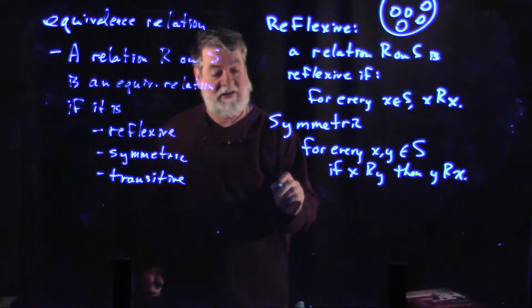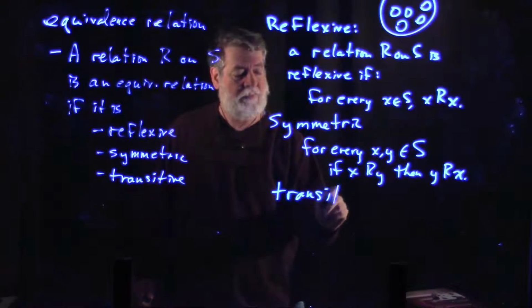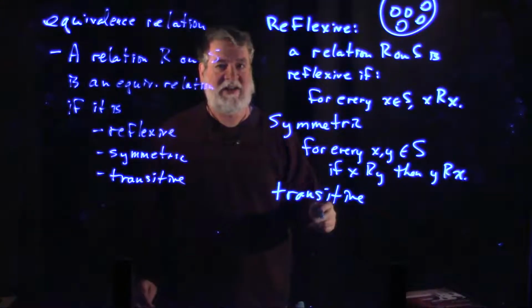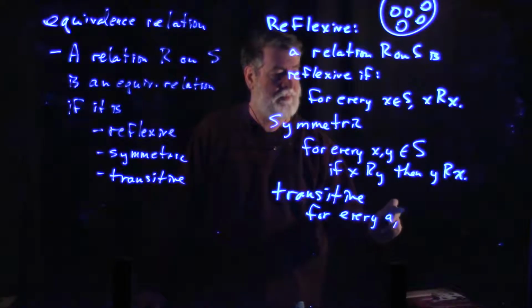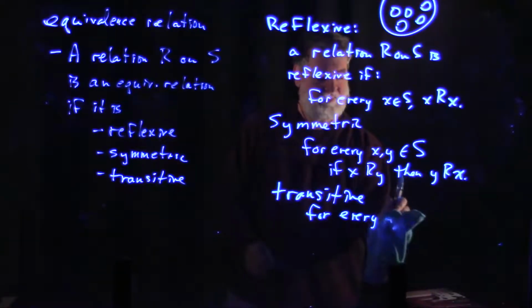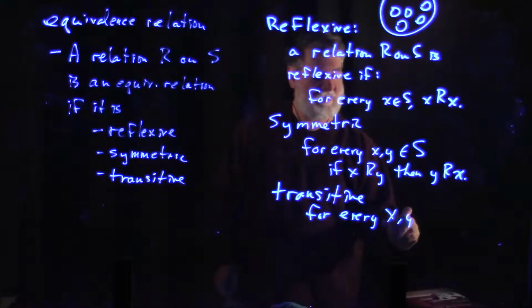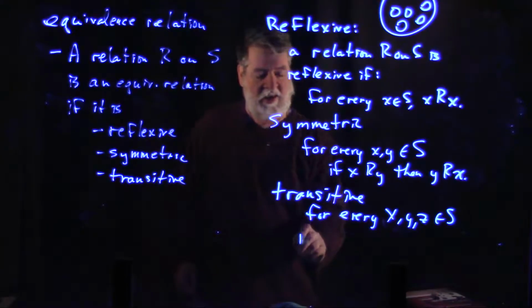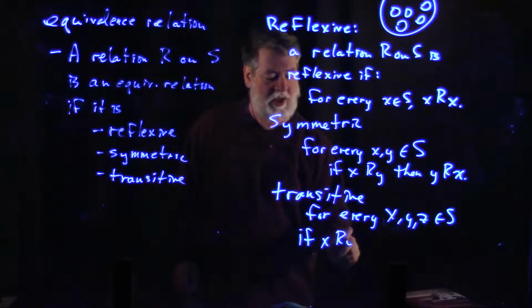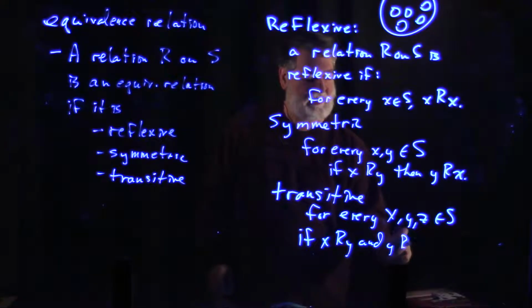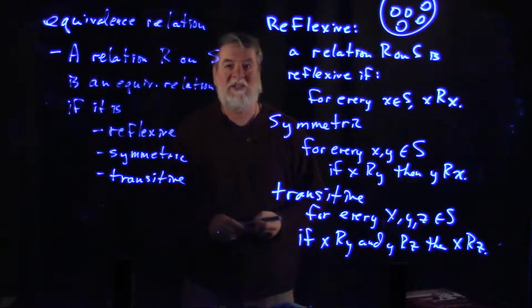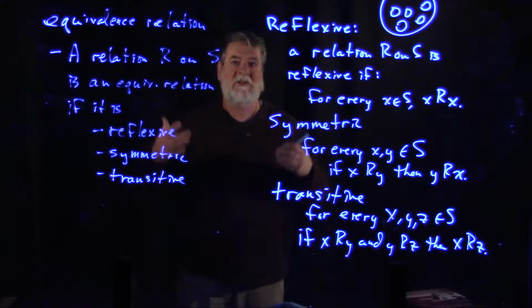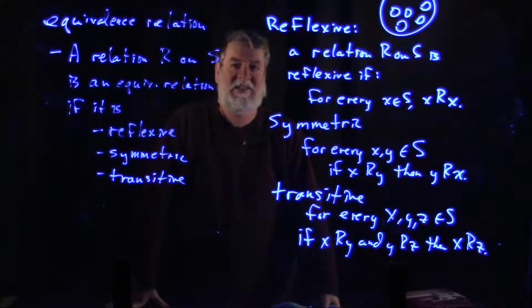Okay, the third thing is transitive. A relation R on set S is transitive if for every X, Y, Z in S, if X is related to Y and Y is related to Z, then X is related to Z. Transitive relations are relations that chain. Think less than. If 5 is less than 6 and 6 is less than 7, then you know for sure that 5 is less than 7.